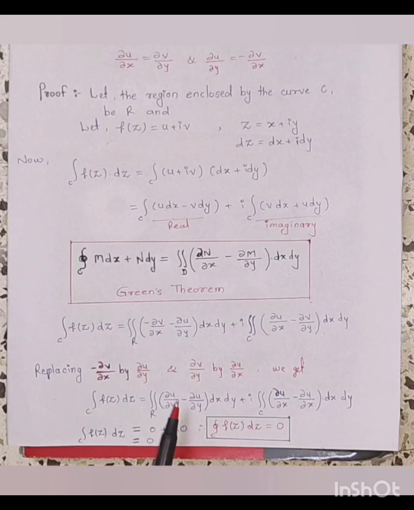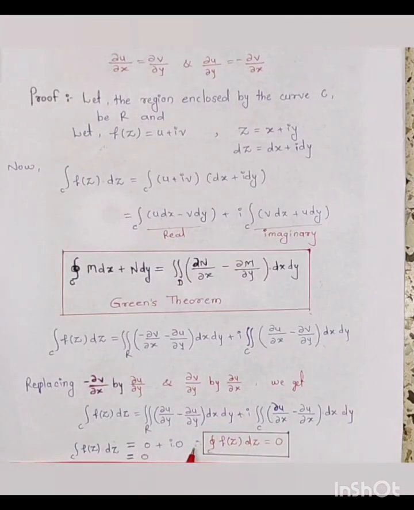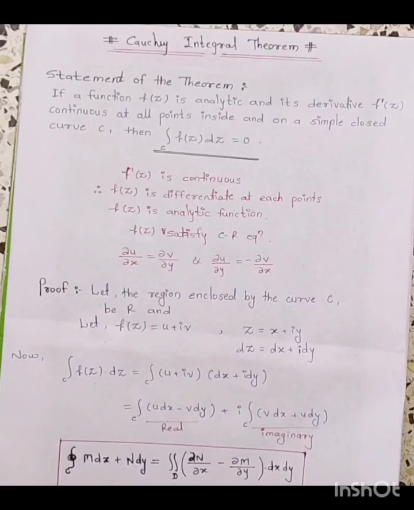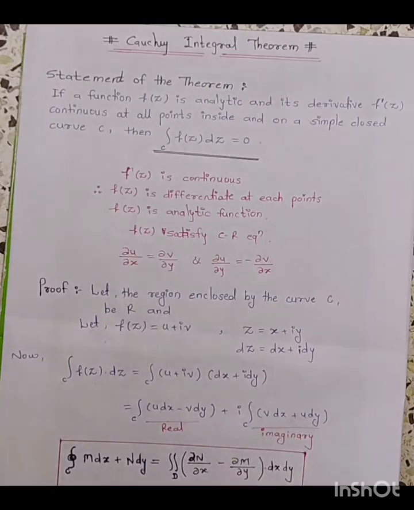Double integration of r del u by del y minus del u by del y dx into dy plus i double integration of c del u by del x minus del u by del x dx into dy. Both the terms are the same, that is 0 plus i into 0, that is integration of f of z dz is equal to 0. And this is the target of this theorem. Integration of f of z dz is equal to 0. Hence proved the Cauchy integral theorem. For more understanding, we will take an example based on this theorem, and this example is explained by my friend Swati in the upcoming part.